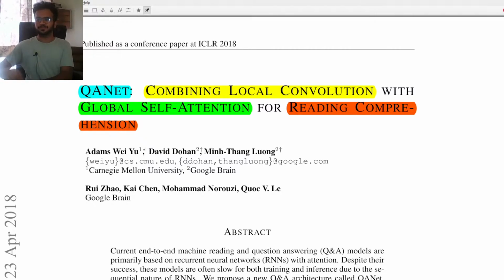Yeah, hello everyone, my name is Sahil Khose, and today we'll be having a 12th paper presentation. I will be presenting the paper QANet, which stands for Question Answering Net, and the title reads as Combining Local Convolution with Global Self-Attention for Reading Comprehension. This paper was accepted as a conference paper in ICLR 2018, and it was one of the first papers which use the self-attention mechanism and convolutional neural networks for a natural language processing task, specifically the question answering task.